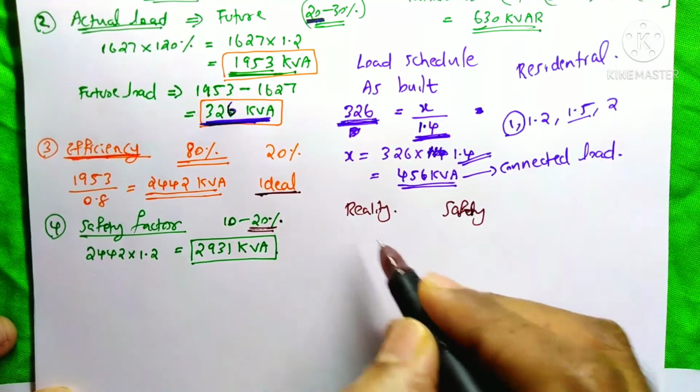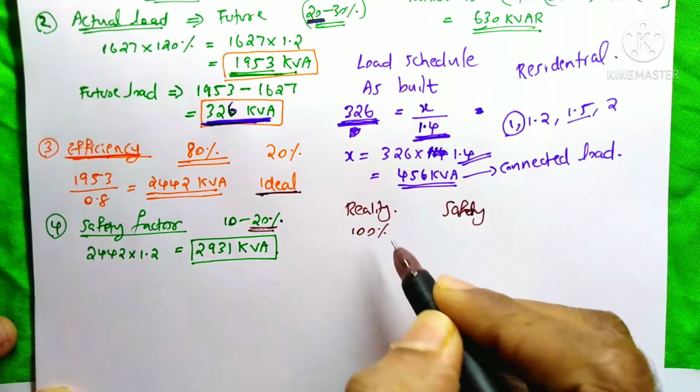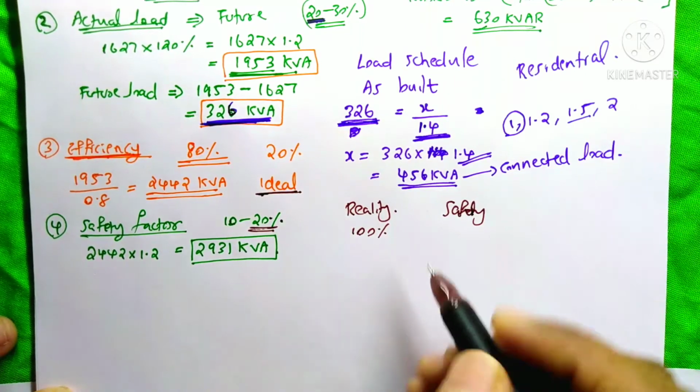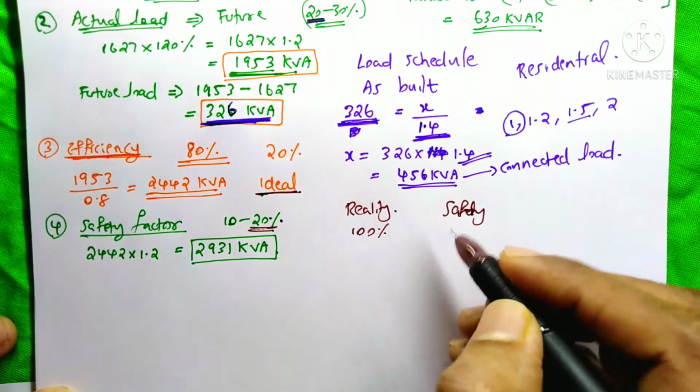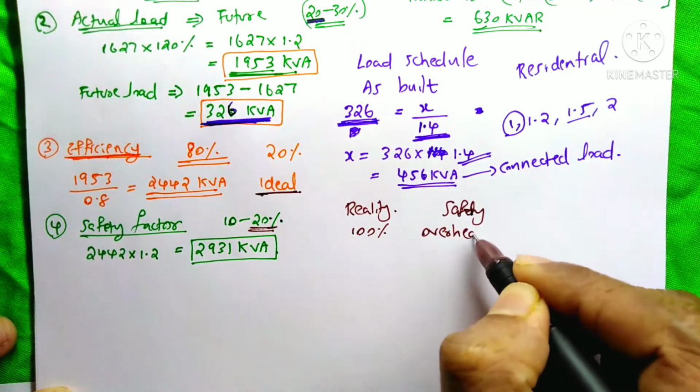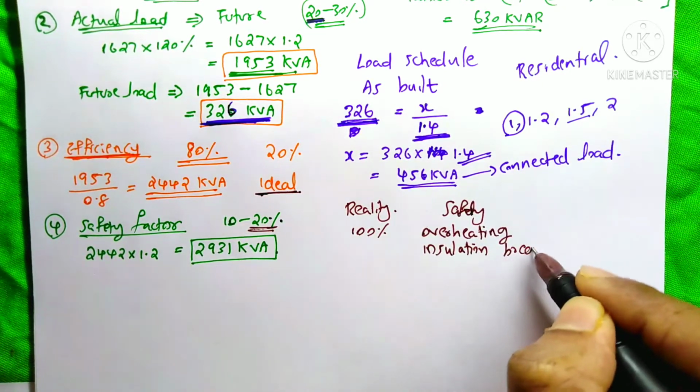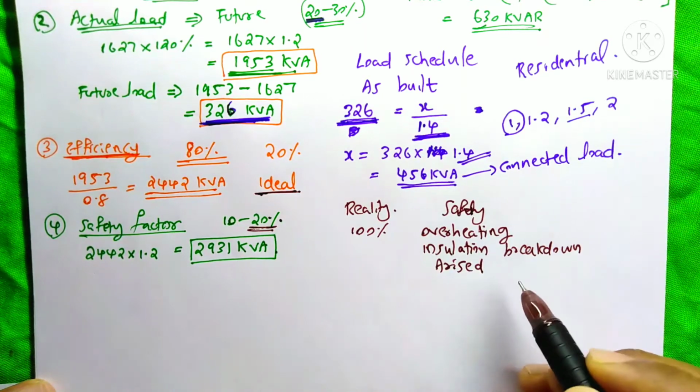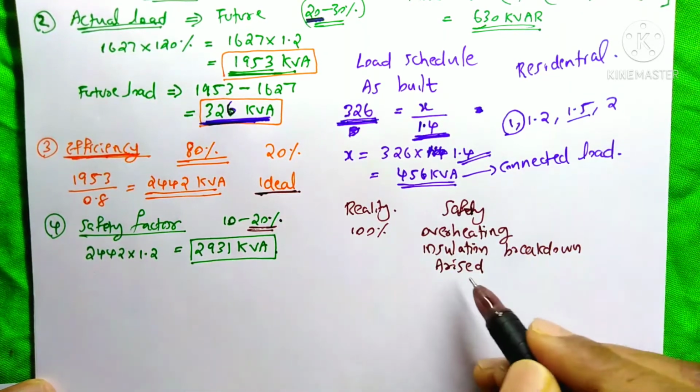Here this transformer is going to work at 100% of load, with no safety factor, which means after some years the transformer will become damaged due to overheating problems and insulation breakdown, and many other problems will arise due to the ignorance of these engineers.